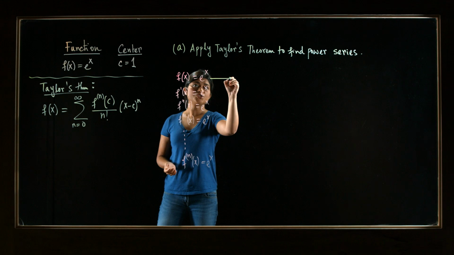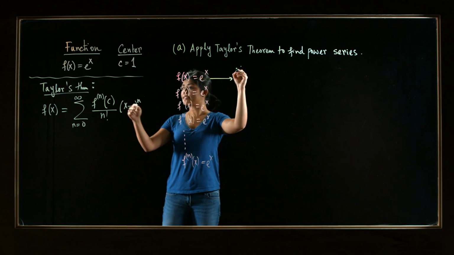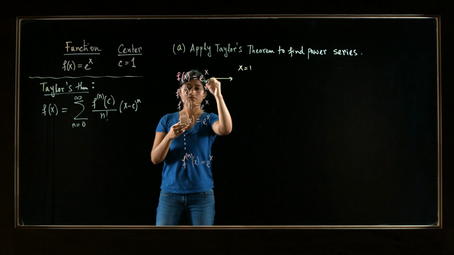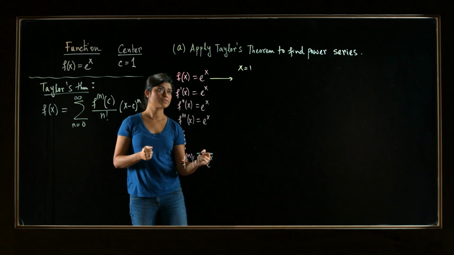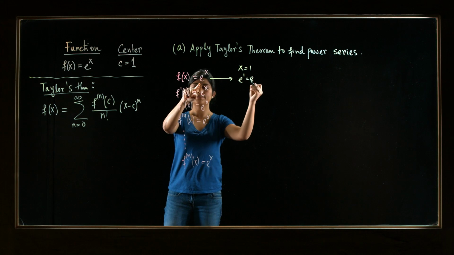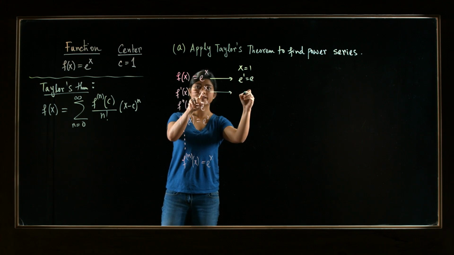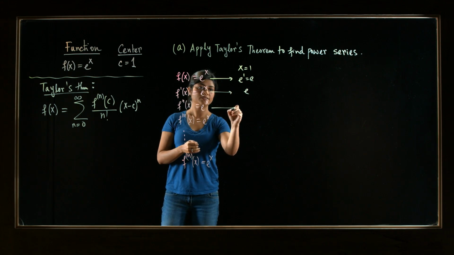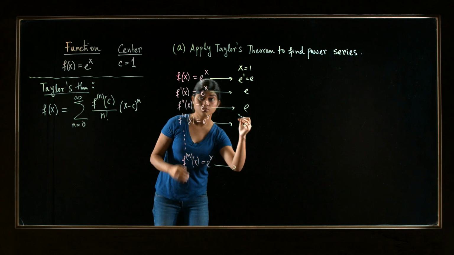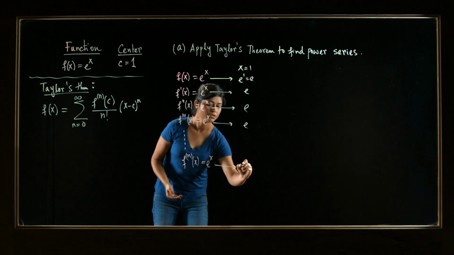So now for each one I'm going to plug in, the center is 1, so I'm going to plug in x equals 1 for each one of these expressions. So what is e to the 1? Well, that's e. For this one, it's again going to be e to the 1, which is e, and so on. So each of these derivatives, when you evaluate at the center, you get e.